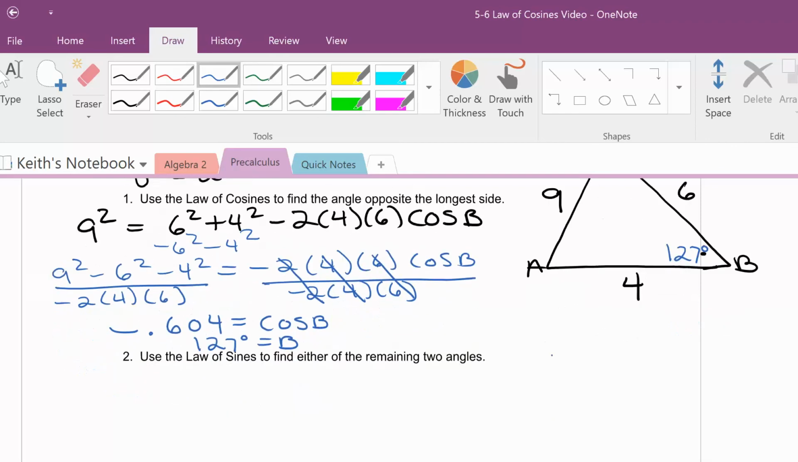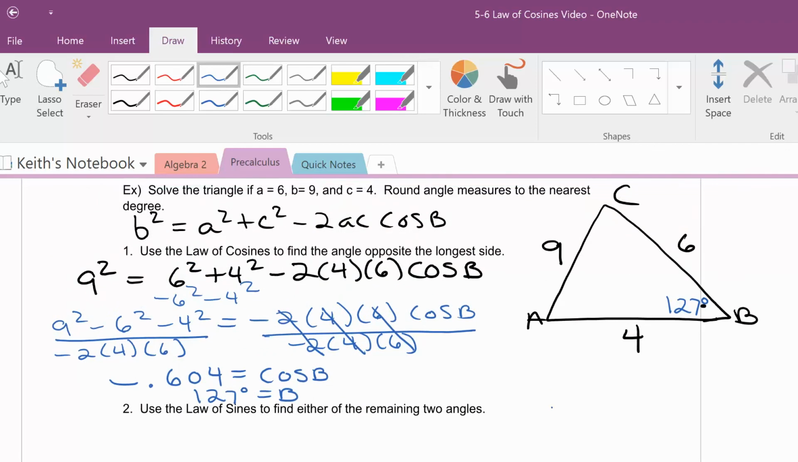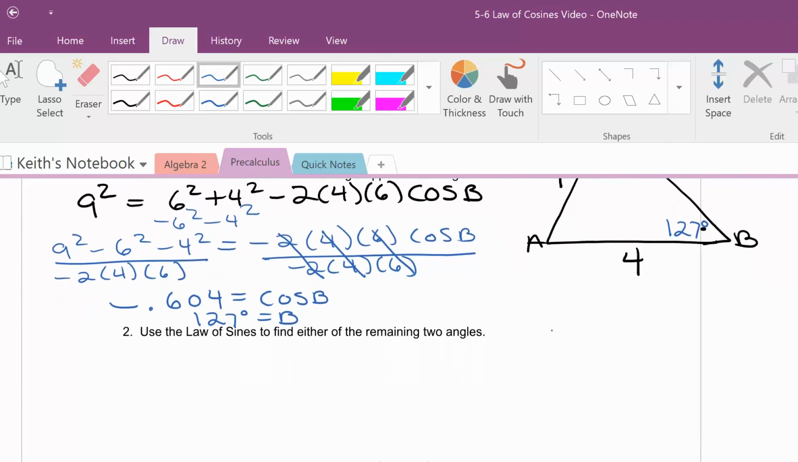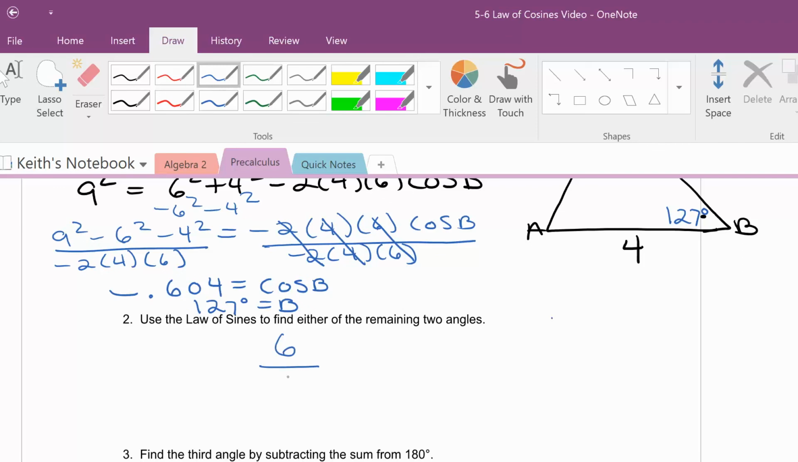All right, so now you can use the law of sines to find one of the remaining two angles. If I want to find angle A, I can go 6 over sine A equals 9 over sine 127. Cross multiply, and divide.